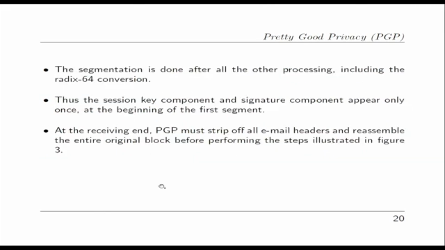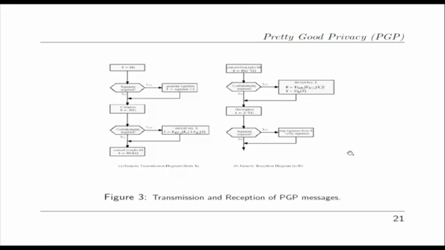So, this is one service. The segmentation is done after all the other processing, including the radix 64 conversion. Thus, the session key component and the signature component appear only once, at the beginning of the first segment. At the receiving end, PGP must strip off all email headers and reassemble the entire original block before performing the steps illustrated in figure 3. So, these are the steps it is performing.